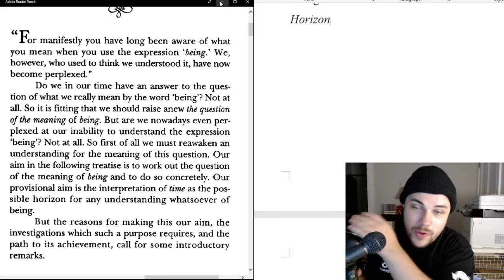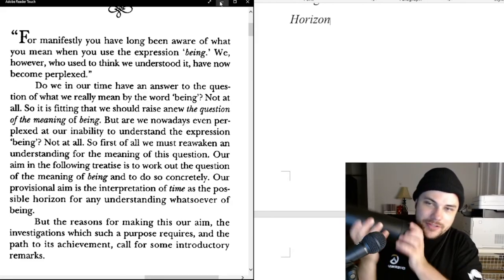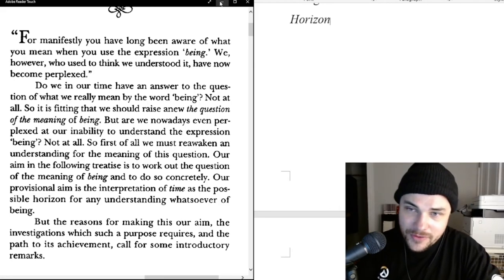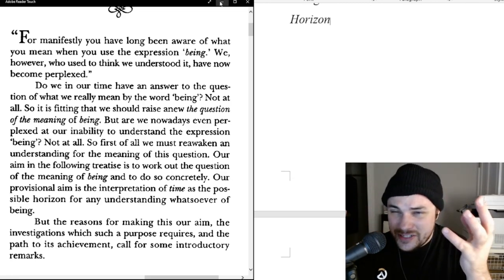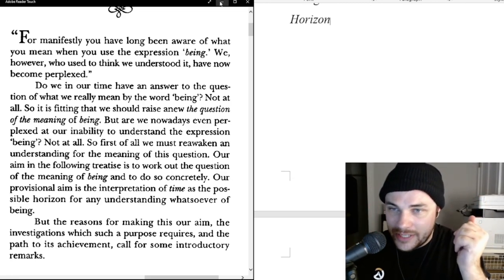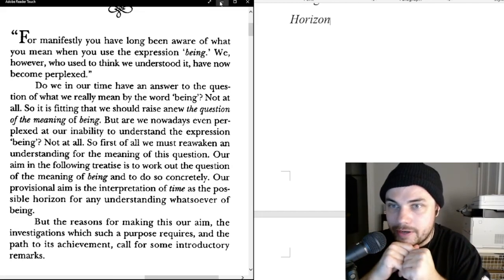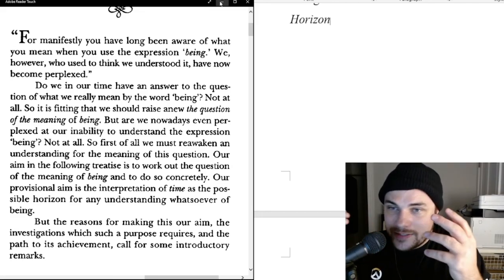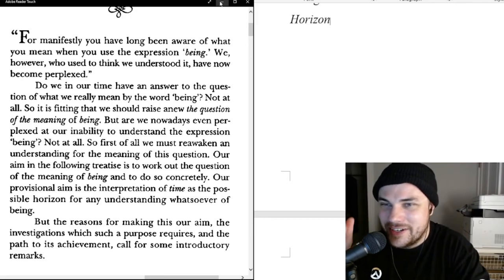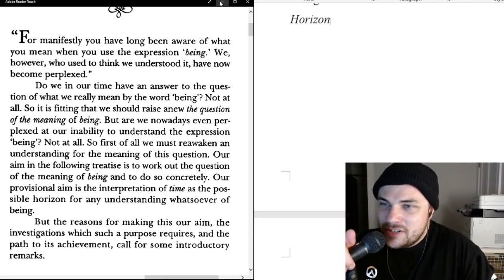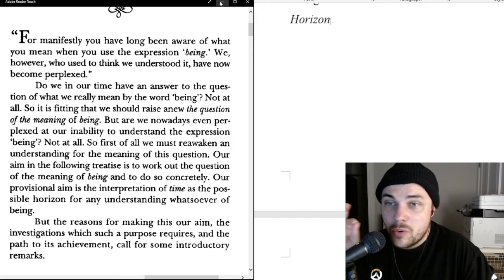Now it has many different ways of appearing to me, like I just showed you. I can see it all these different ways. I can do other things. Those are all possible vantages from the horizon around which I can see this water bottle. So everything has a horizon for Husserl, right? And for Heidegger too, at least in the early work, it's a very contentious point of debate in the later work. And he says, our provisional aim is the interpretation of time as the possible horizon for any understanding whatsoever of being.